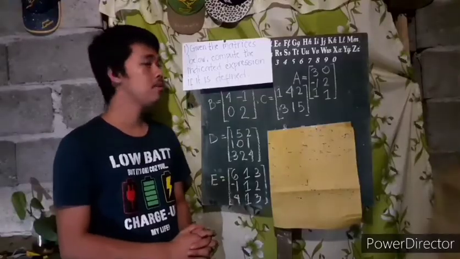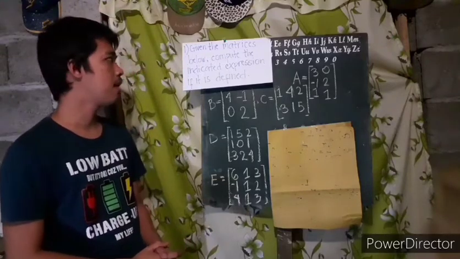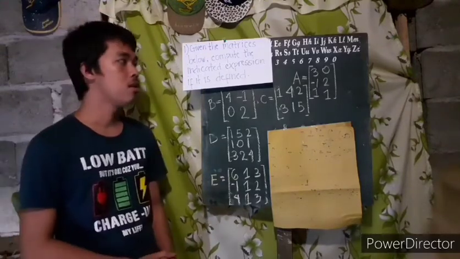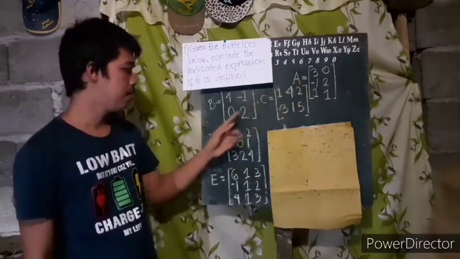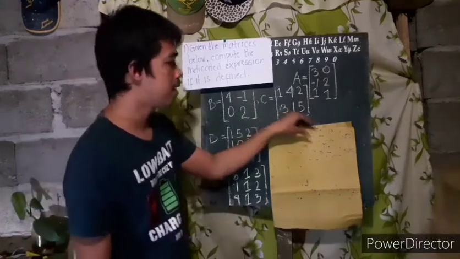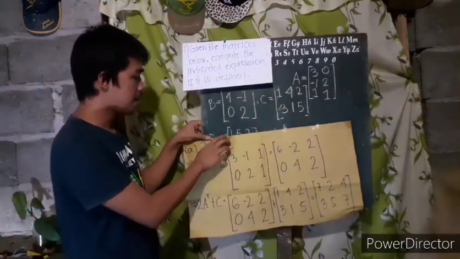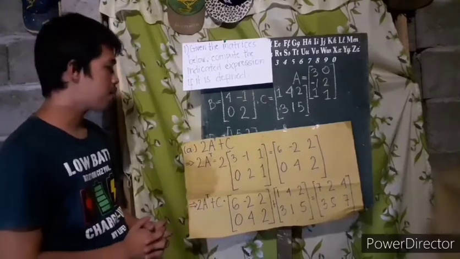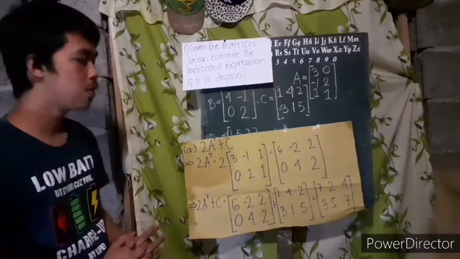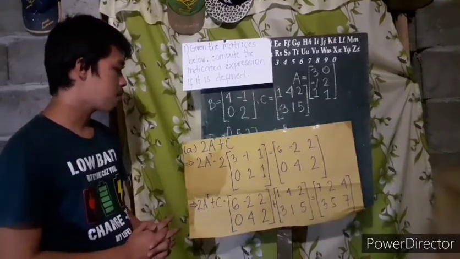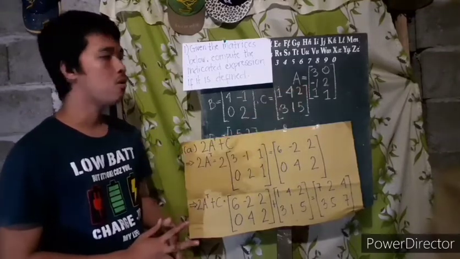In item number 1, given the matrices below, compute the indicated expression if defined. So we have given matrices A, B, C, D, and E. Now let's find A. We have a given expression of 2 multiplied by transpose A plus C. First we need to get the transpose of A. Just simply make your row into column.